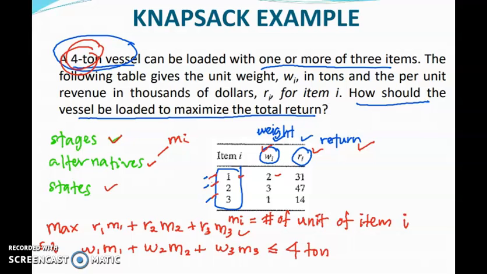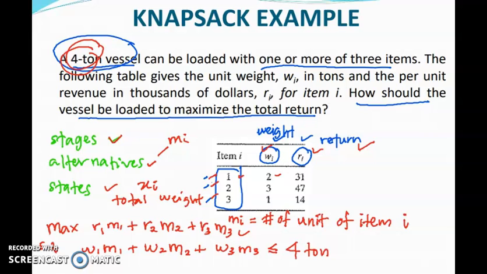Then for the state, we can use xi, where xi is the total weight assigned to that stage. For example, in stage 1, after we use the alternative, how much total weight is there in stage 1, then how much total weight in stage 2, and so on.